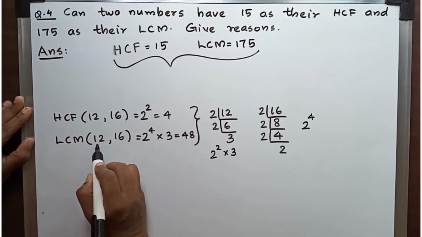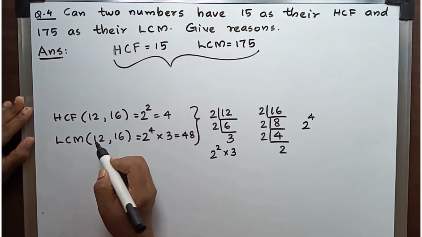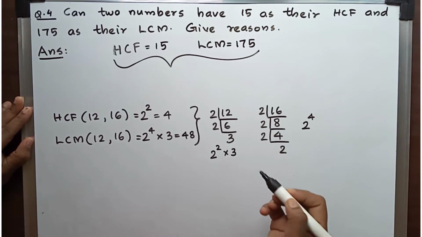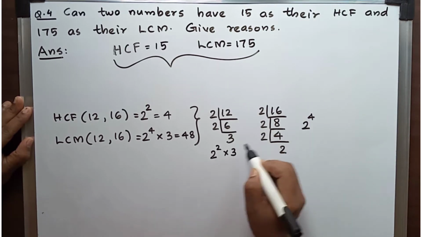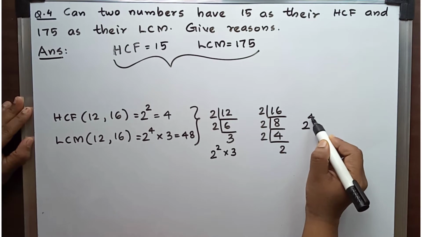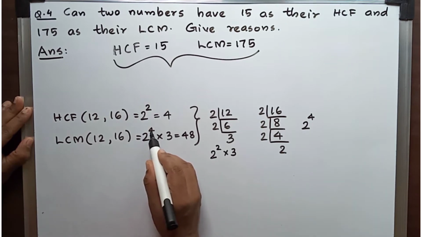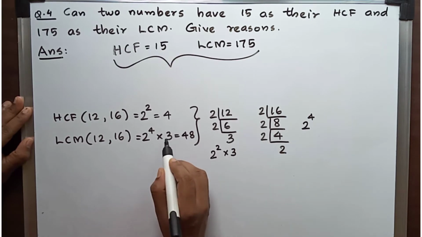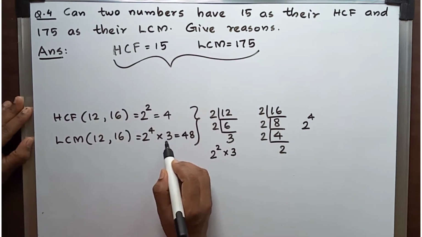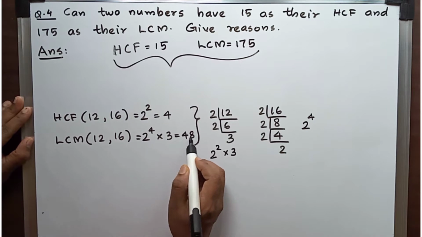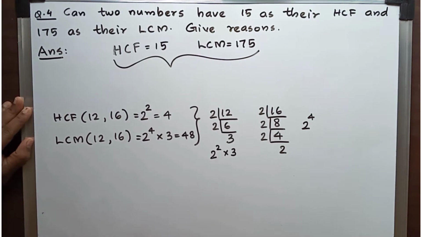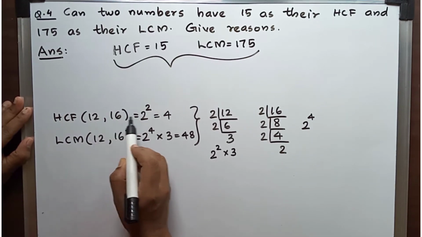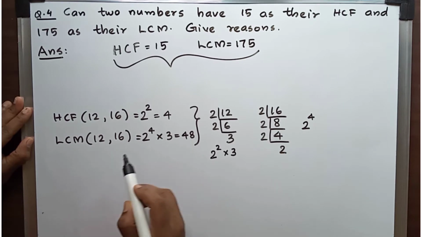And LCM will take the highest powers of all the factors, right? Highest powers. For 2, the highest power is 2 raised to 4. So, I chose 2 raised to 4. Then 3 also comes as one of the factors. So, I took that one also. So, 2 raised to 4 into 3 means it is 48. Anyways, HCF of 12 and 16 is 4 and LCM is 48.